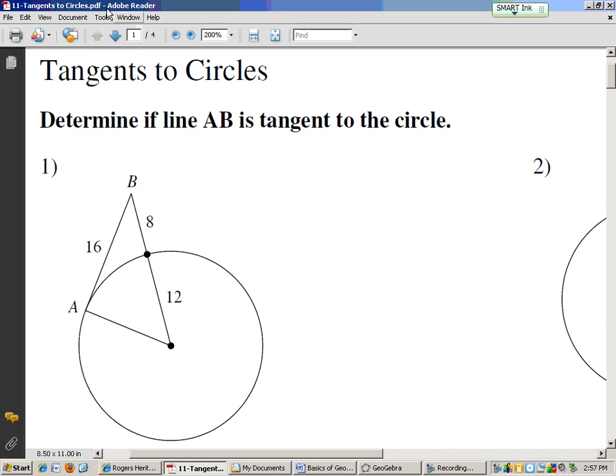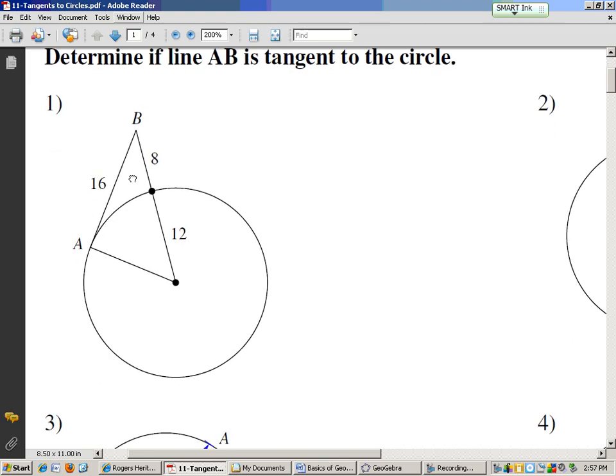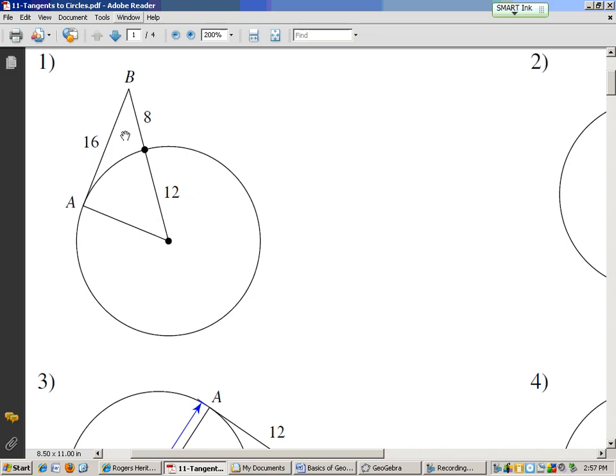Okay, so this is the first page of tangents to circles. The first directions ask us to determine if line AB is tangent to the circle. So line AB is this red line, and it forms a triangle here with these other two line segments.